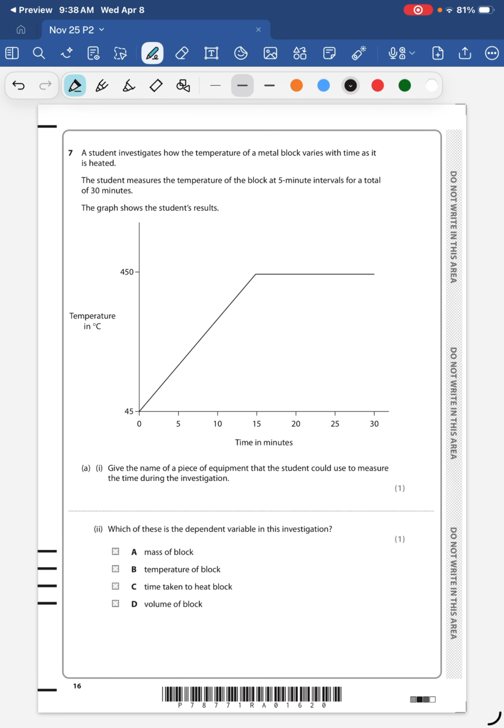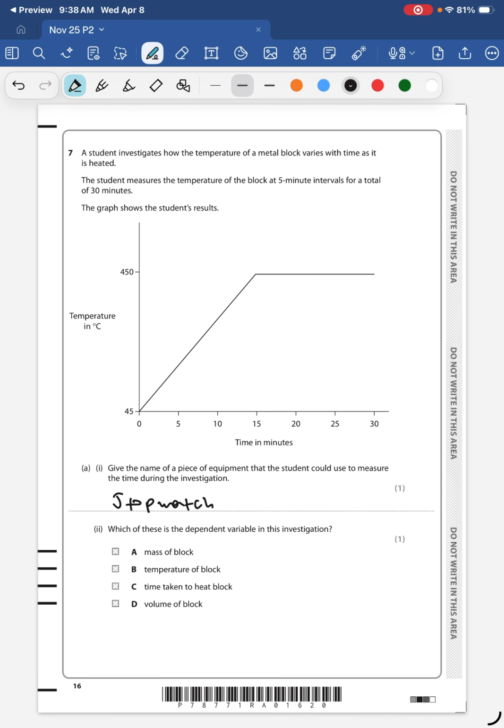Okay, question 7. A student investigates how the temperature of a metal block varies with time as it is heated. Okay, the student measures the temperature of the block at 5-minute intervals for a total of 30 minutes. The graph shows the student's results. Okay, so at 450 degrees Celsius, it melts pretty much. Give the name of a piece of equipment that the student could use to measure the time during this investigation. A stopwatch will do.